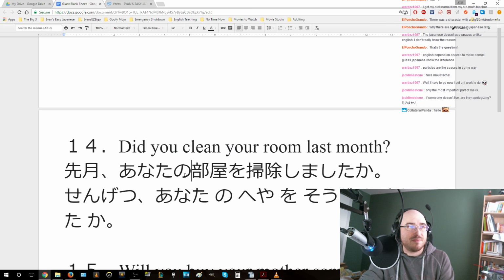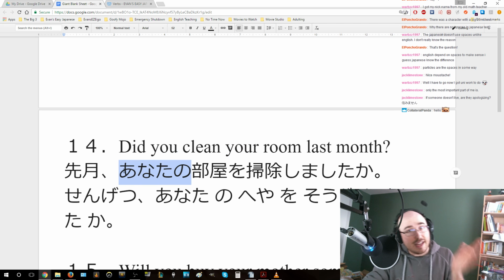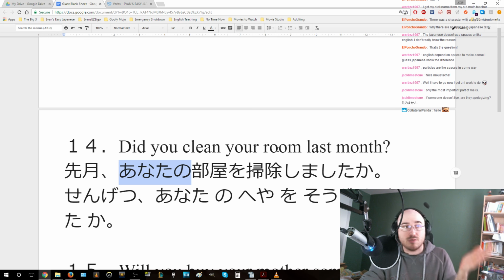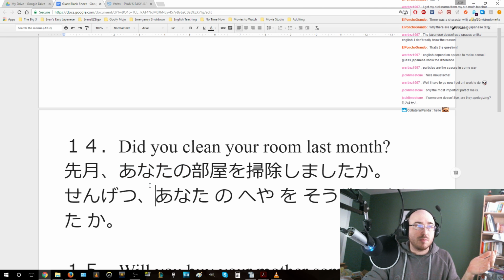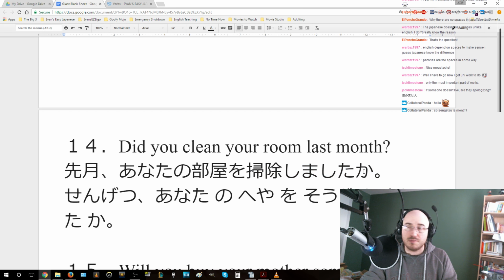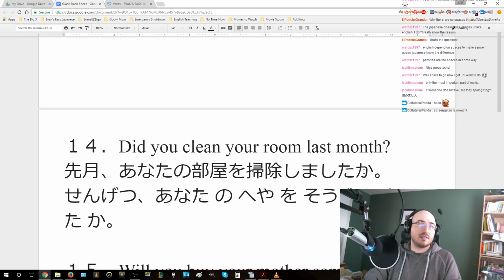This anata no can stay there. This is fine because there's probably many rooms in the house, and maybe we're specifying that it's your room that we're talking about. So this anata no heya is fine, because that's the thing that we're going to be verbing. The verb is soji shimasu, clean. It is past tense, shimashita. We did clean it, and it's a question. Did you? Perfect.